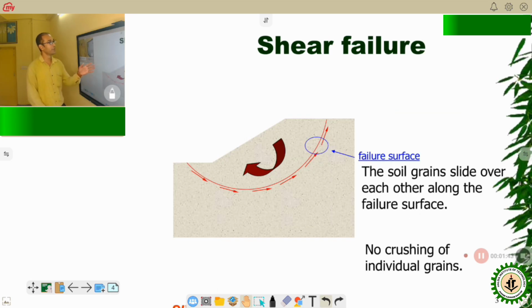This is also a shear failure diagram. We can see that the soil grains slide over each other along the failure surface. This is the surface, and the shear strain will occur like this, tangentially. So this is the failure surface. At the shear failure, soil grains move over each other. There is no crushing of individual grains. Basically, the soil grains are sliding over each other this way.